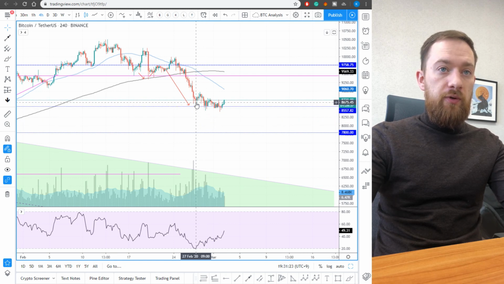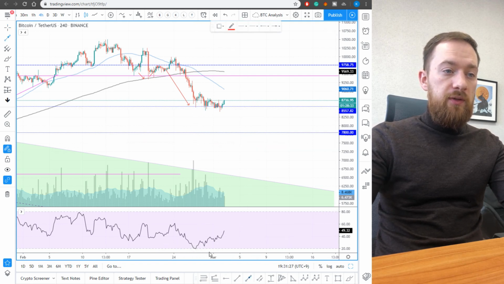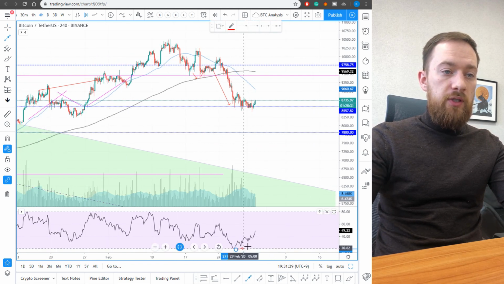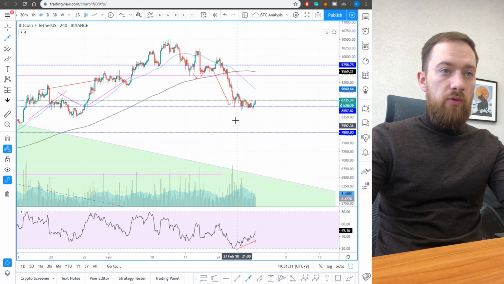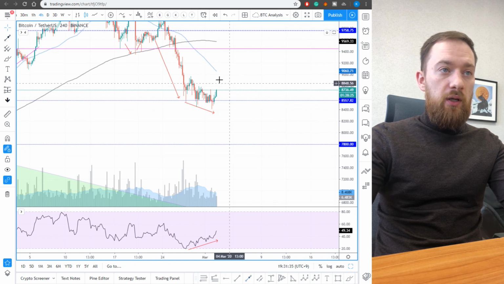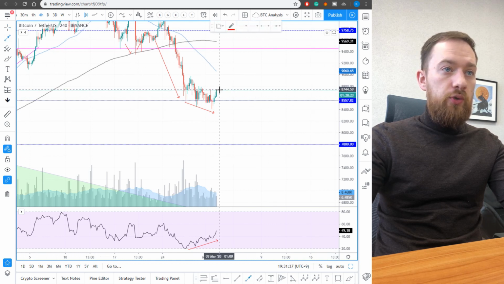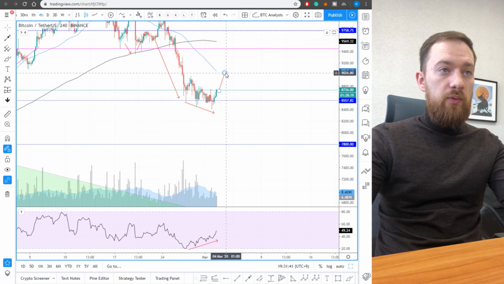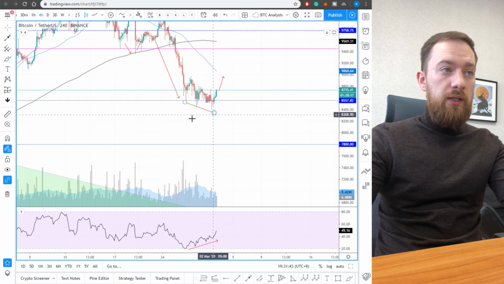We can see the most important thing is that at those regions we can see nice volumes spiking, at the price of around 8,500. And at the same time, we can see the divergence between the RSI indicator, which is very strong over here, and the price, which means that in the short term, we should see the increase of the price, probably towards the 50 MA, which will be the first stopping line.